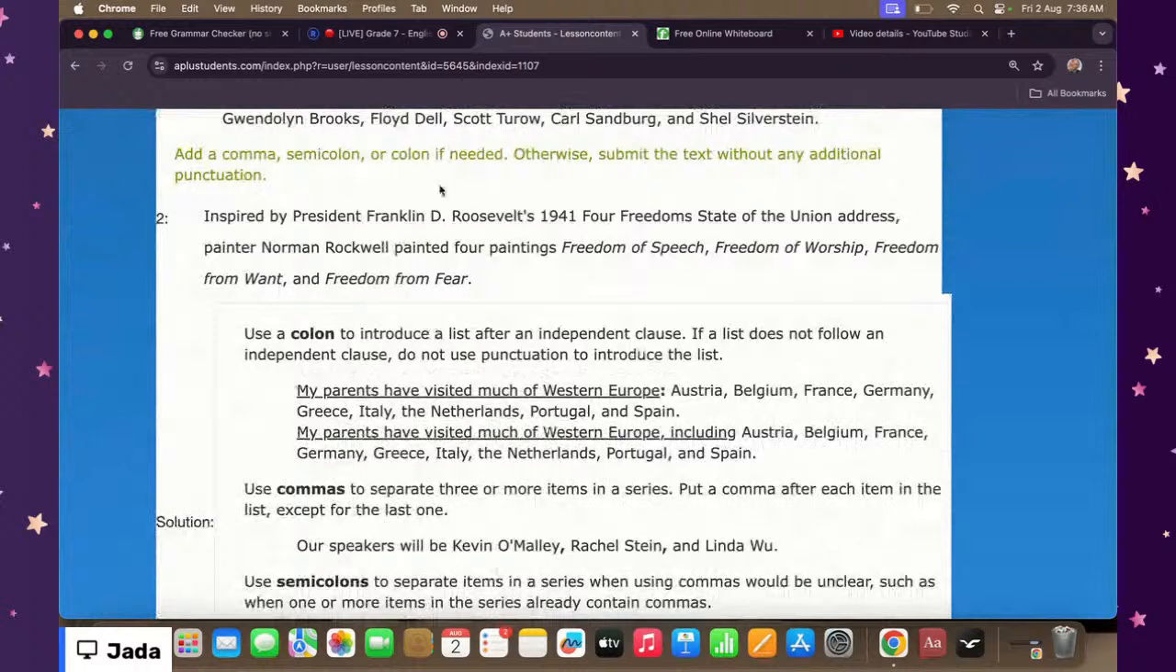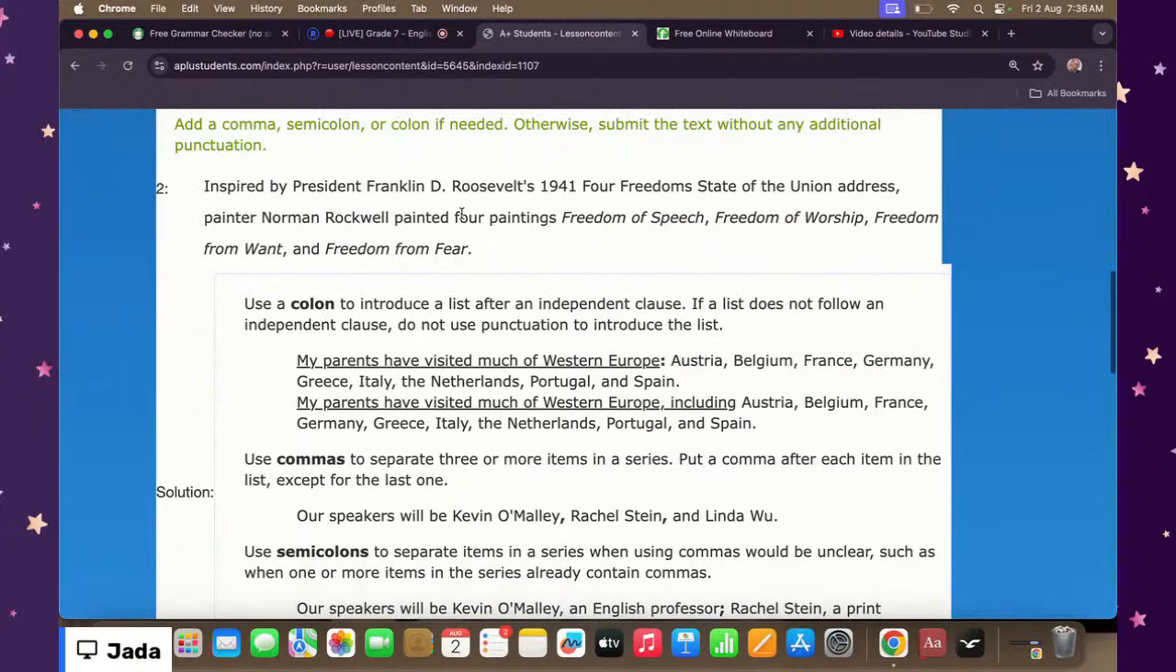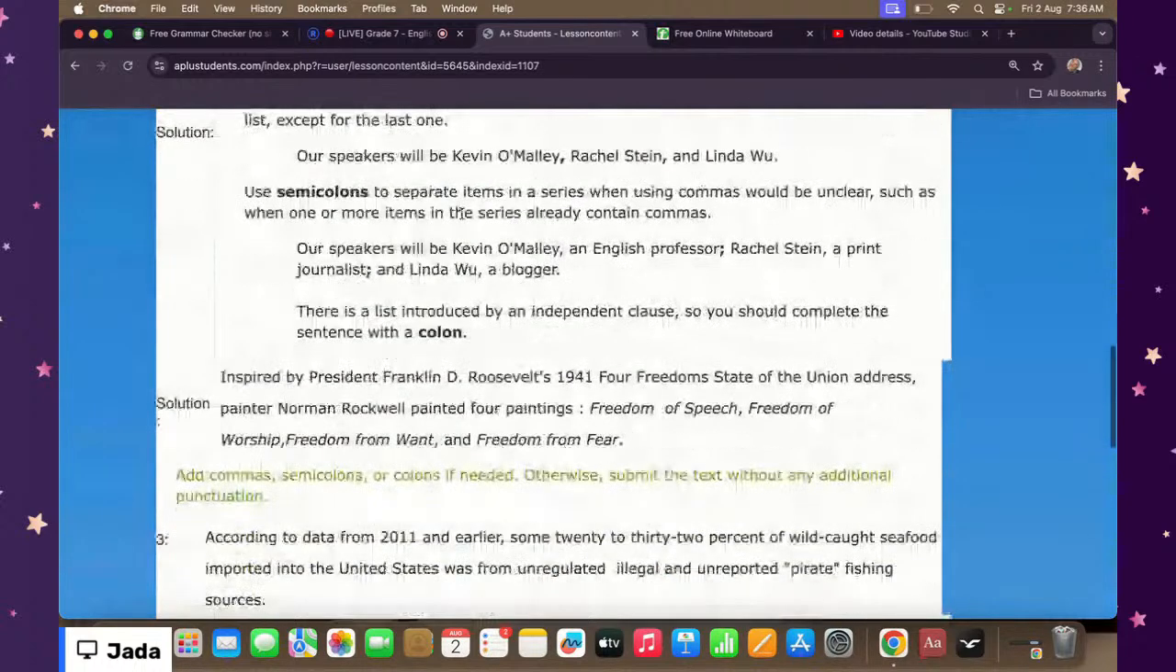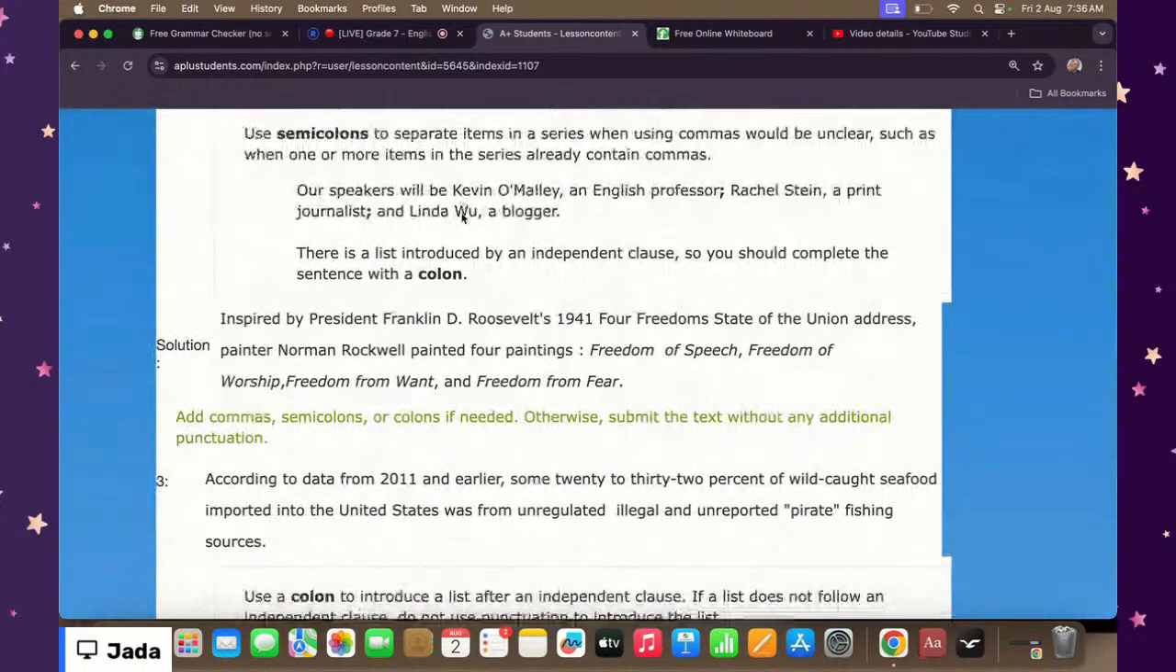Inspired by President Franklin D. Roosevelt's 1941 Four Freedoms State of the Union Address, painter Norman Rockwell painted four paintings: freedom of speech, freedom of worship, freedom from want, and freedom from fear. So you have to take a look at it and make sure that it is arranged in the nicest order and the right order. Okay.